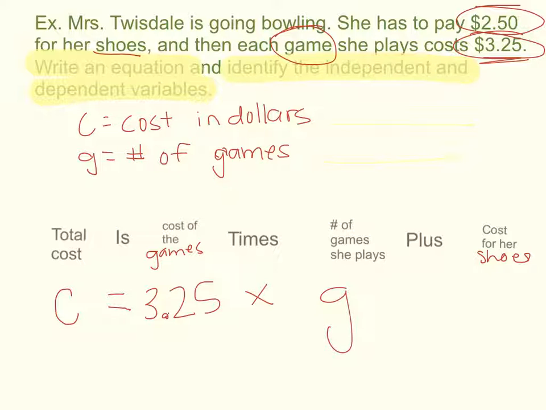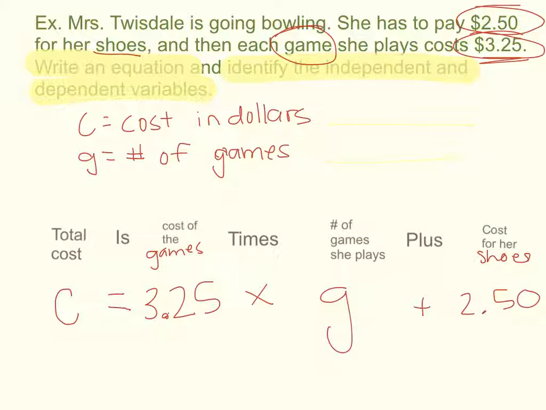Now, I also have to pay for shoes. I don't have to pay for shoes more than once. I just have to pay one time. So I'm just going to add a $2.50 fee, because if I look back in the story problem, that's how much her shoes cost. I have to do that once, and then depending on how many games I play is the $3.25 fee. Okay, and that will give me the total cost for the games.